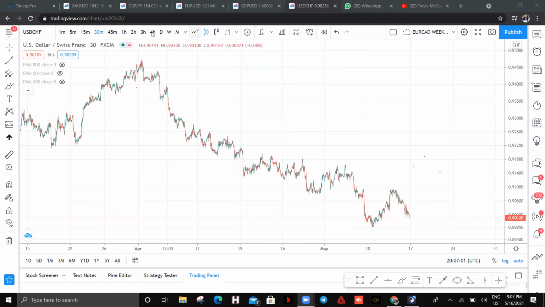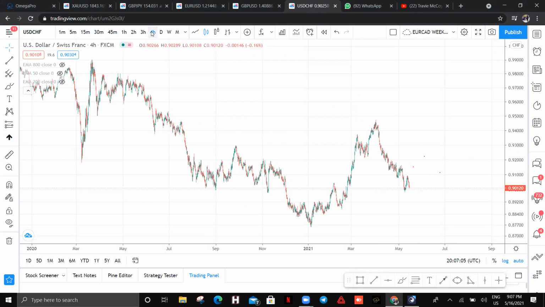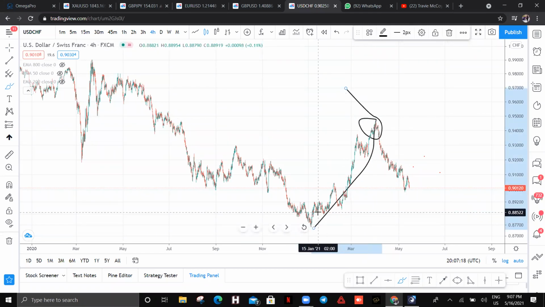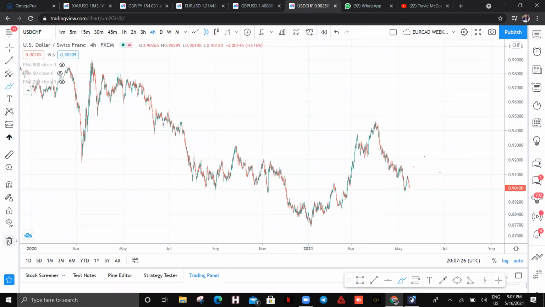So I'm going to change this to H4. This is a beautiful impulse move that we've seen here, which is this. I'm going to draw it here, from here all to this place. So this is the high we're going to use, and this is the low we are going to pick. So the impulse move is from here to here. I'm sure everyone is following me.